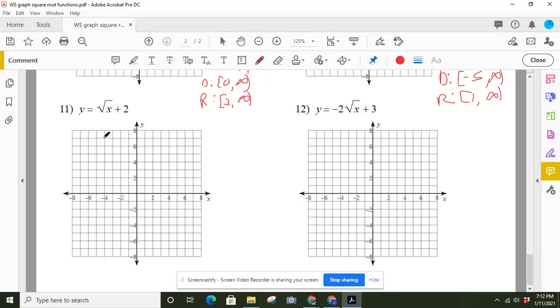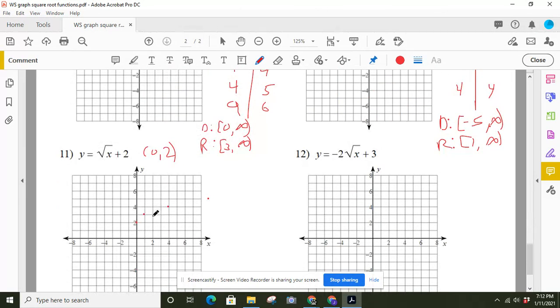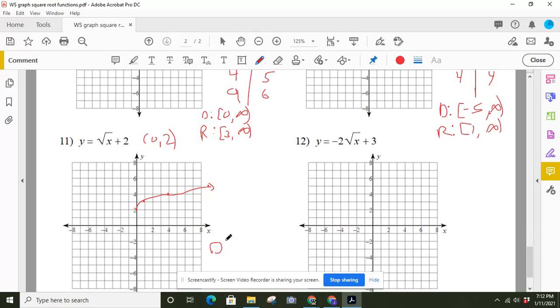All right, last two. Okay, so now again, there's no h here. That 2 is on the outside, so that's k. So my critical point is 0, 2. All right, my a is 1, so up 1 over 1. Up 1 over 3. Up 1 over 5. So not much different, right, than that one. It's one spot lower. Same exact graph, one spot lower. Okay, so my domain is everything greater than or equal to 0. My range is everything greater than or equal to 2.